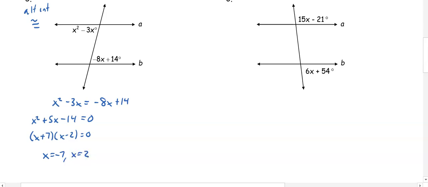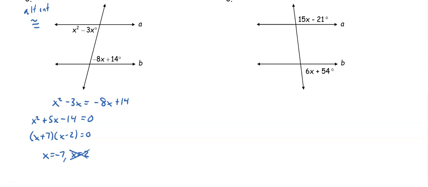If I plug in negative 7, squared minus 3 times negative 7 is positive, and negative 8 times negative 7 plus 14 is positive. So negative 7 gets to stay. If I put in 2, squared minus 3 times 2 is negative 2. We can't have a negative angle, so that x value is not going to work.